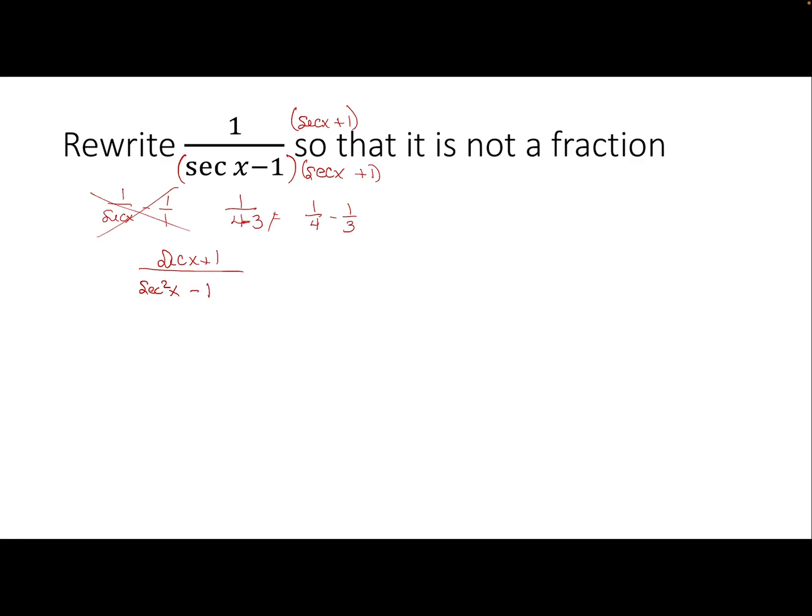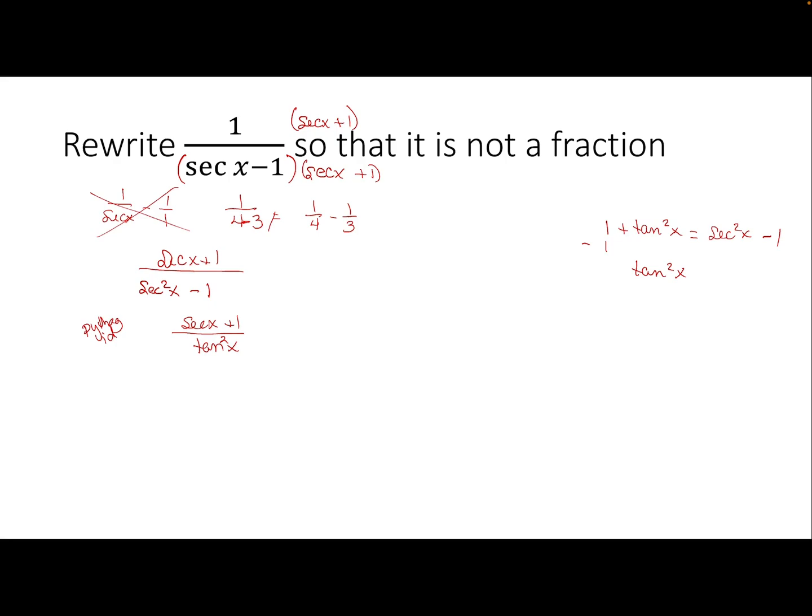From our Pythagorean identities, we know that 1 plus the tangent squared of x will be equal to the secant squared of x. And the secant squared of x minus 1 would be equal to the tangent squared of x. So in place of the denominator, we're going to do a Pythagorean identity and call it the secant of x plus 1 over the tangent squared of x.